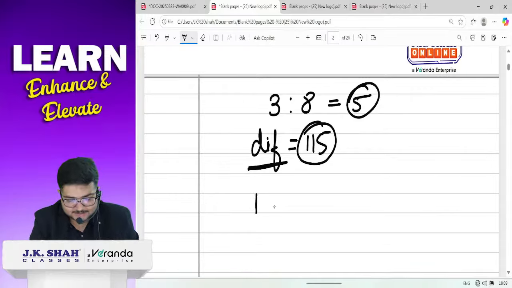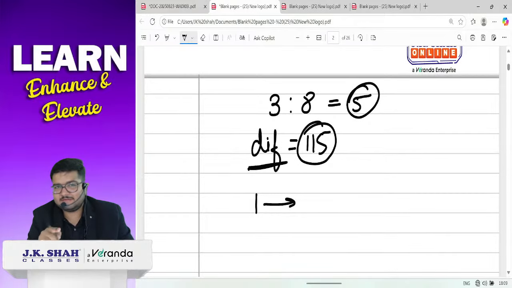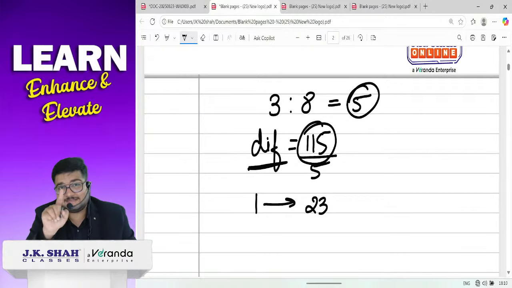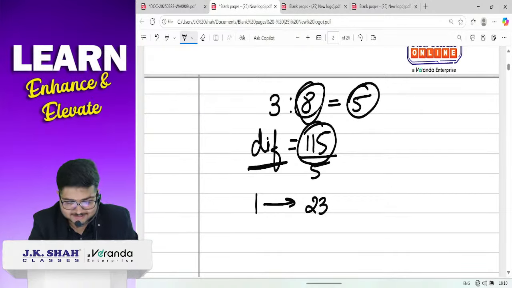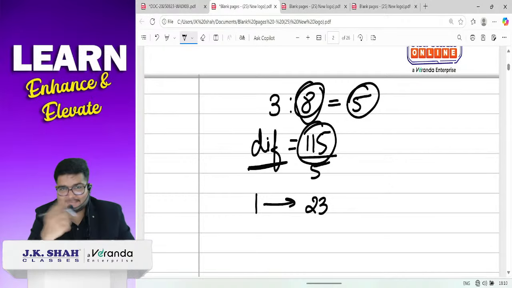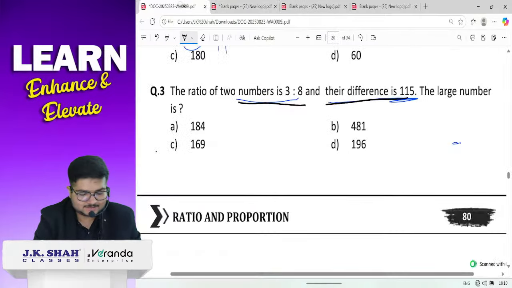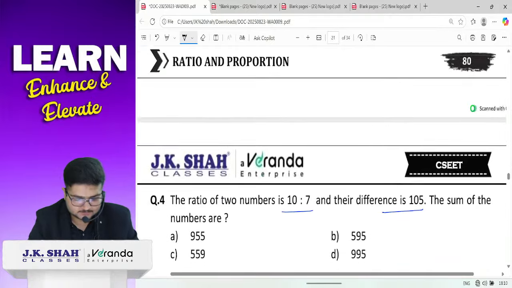Then can you tell me the value of 1 part? 5 parts equals 115, so 1 part you just have to divide by 5. The answer is 23. Now you have to find the larger number. The larger number gets 8 parts. Now 1 part is 23, so 8 parts will get 23 into 8, that is 184. So the answer is 184. Next question.